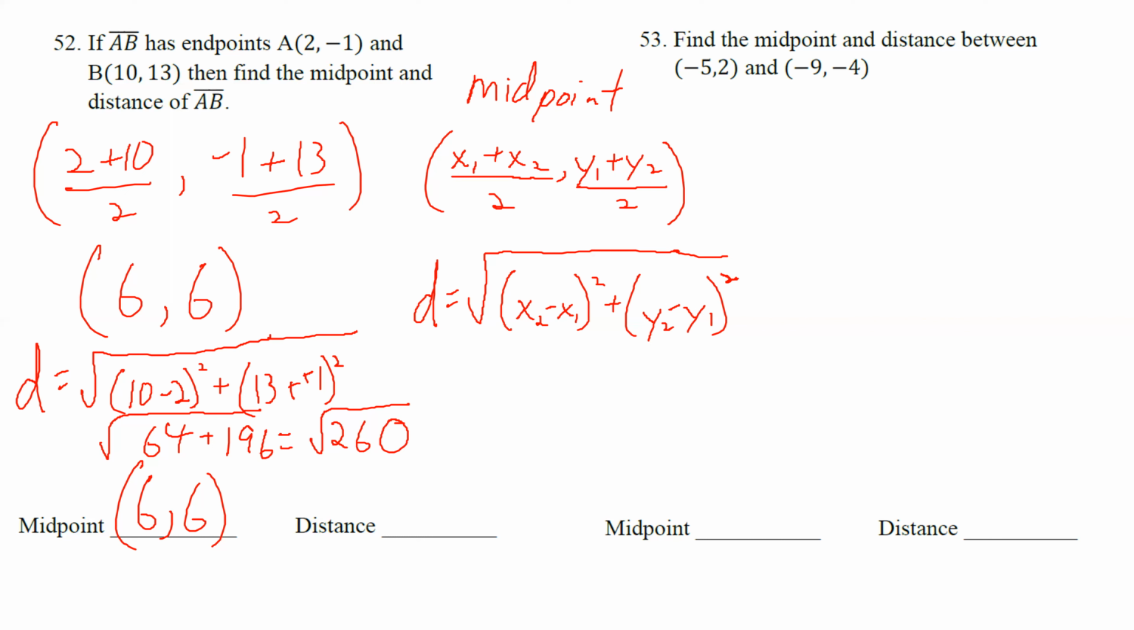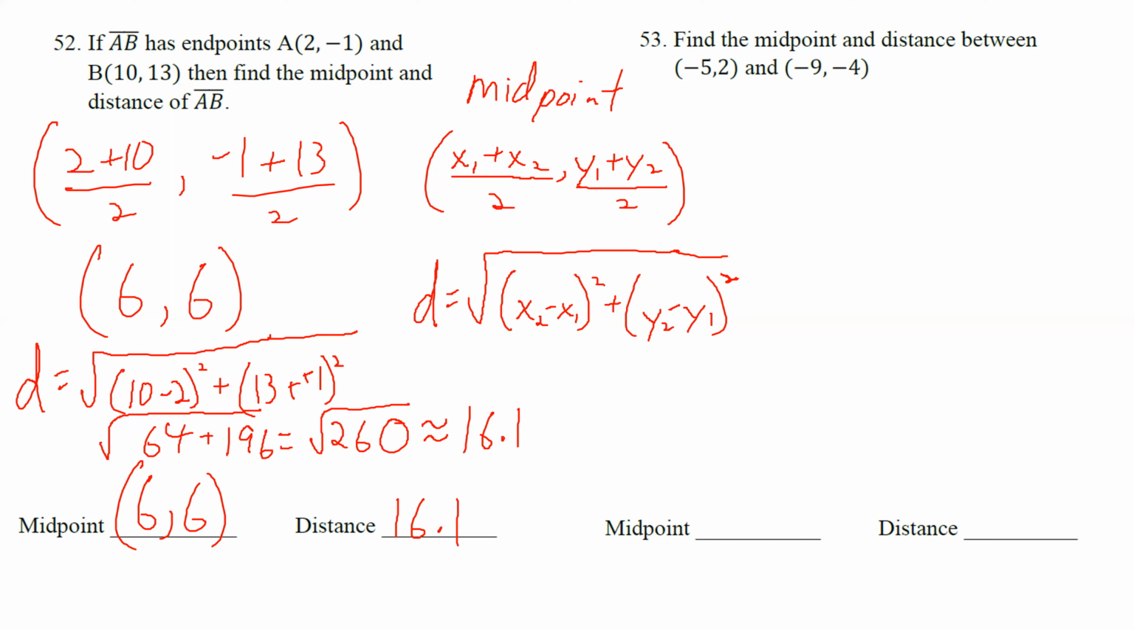Let's see. It didn't say exact value. Let me see how they want you to leave your answers for this type of problem. So it looks like on the answer key, they ended up rounding it off. The directions on here didn't say, so we're going to go ahead and round it. After you take the square root of 260, it ends up just being 16.1. That would be our distance.